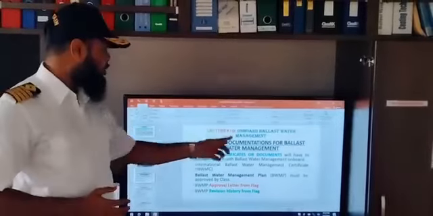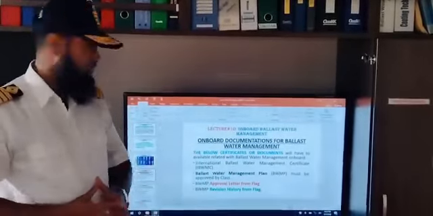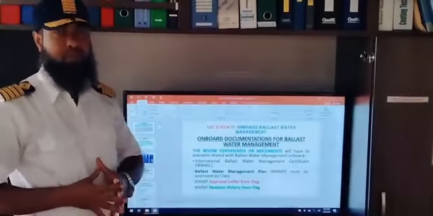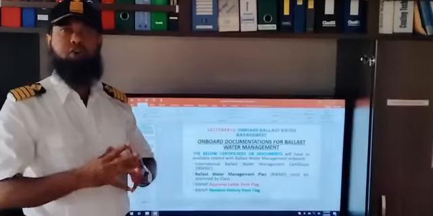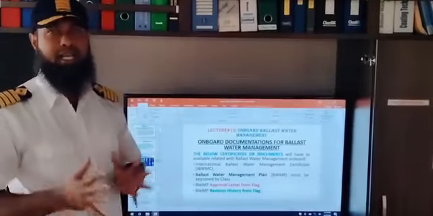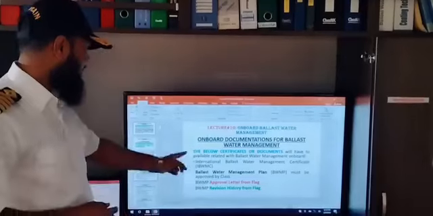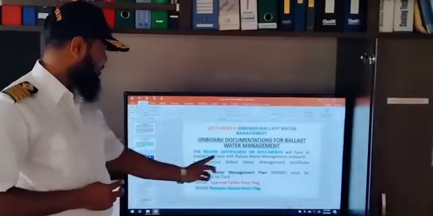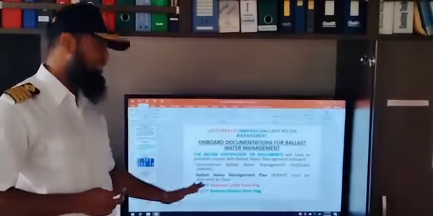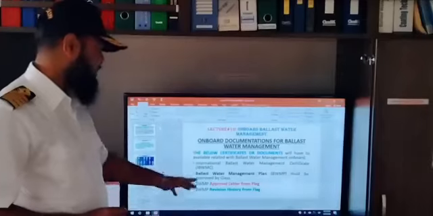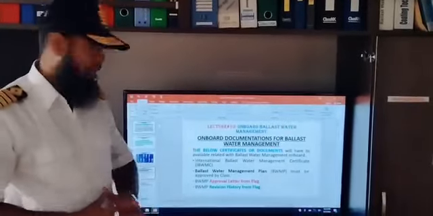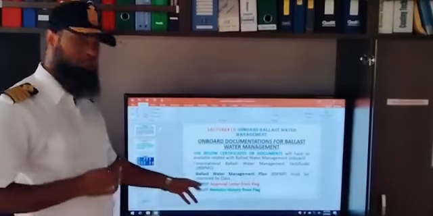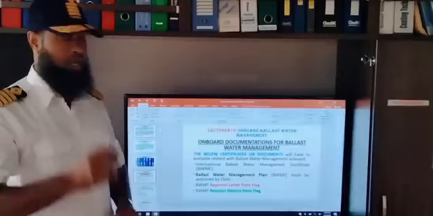Now, the onboard documentation for ballast water management. The below certificates or documents must be available on board the ship as evidence that onboard ballast water is being managed properly. Number 1, International Ballast Water Management Certificate. Number 2, Ballast Water Management Plan, which must be approved by the class. Number 3, Ballast Water Management Plan approval letter from the flag, and also the Management Plan revision history from the flag.